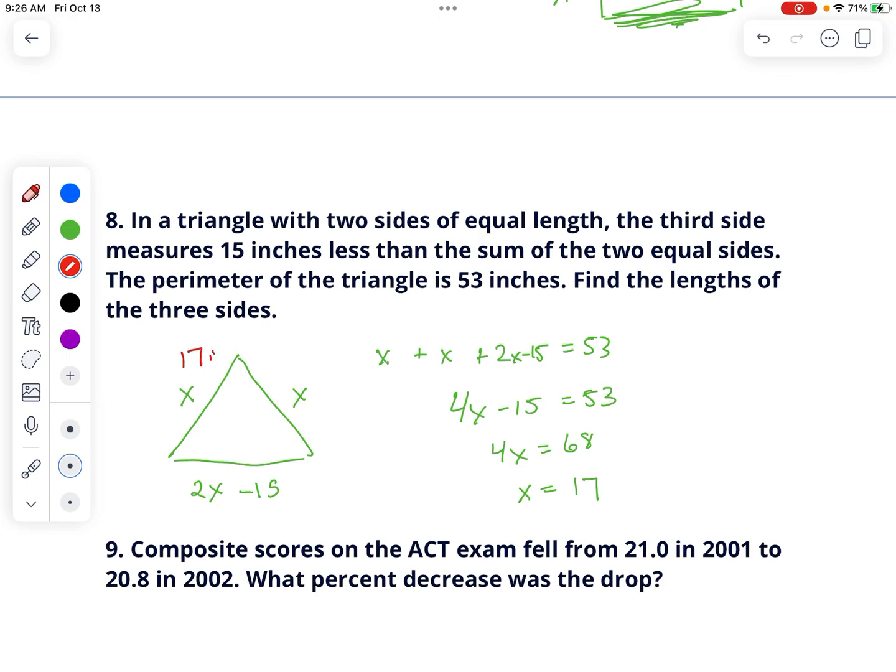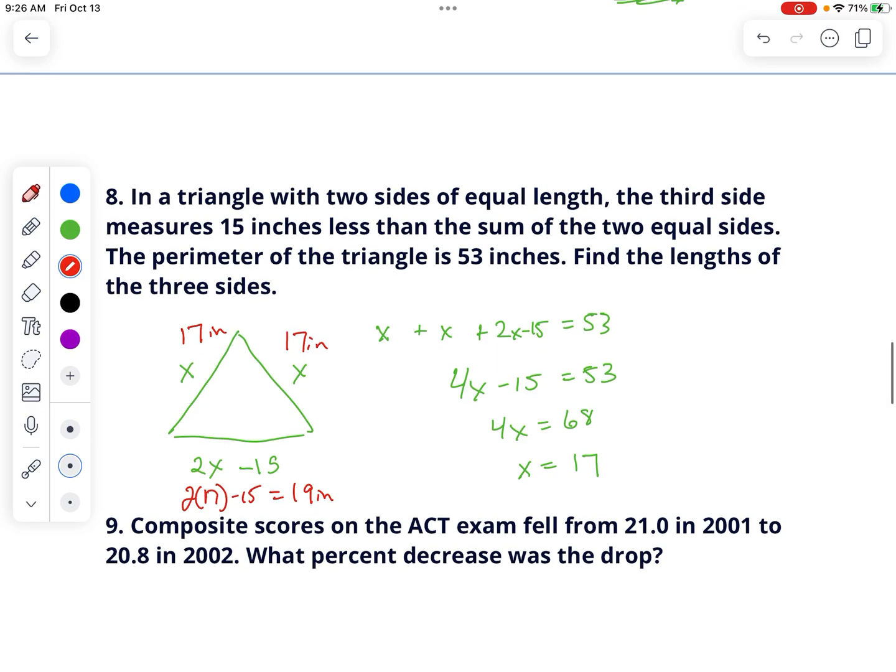So that means that this side is 17 inches, this side is 17 inches, and then here we have 2 times 17 minus 15. So 2 times 17 minus 15 gives us 19. And we could always double check. We could add up those sides. They should give us 53. So use that visual to help you out, to organize your information.